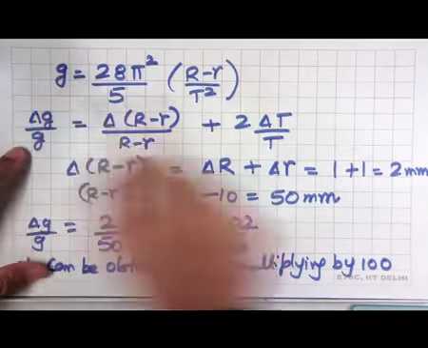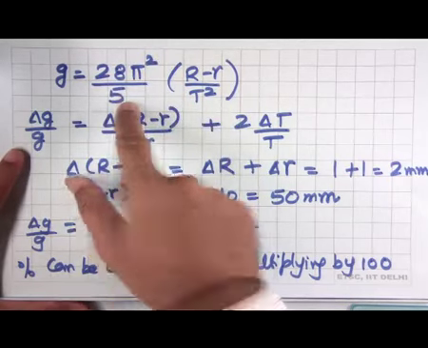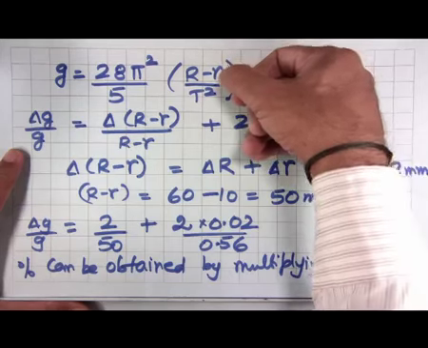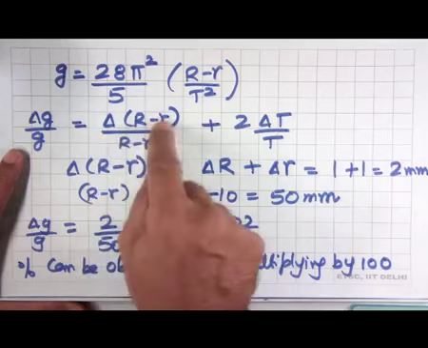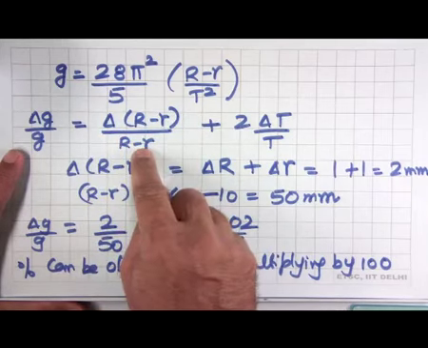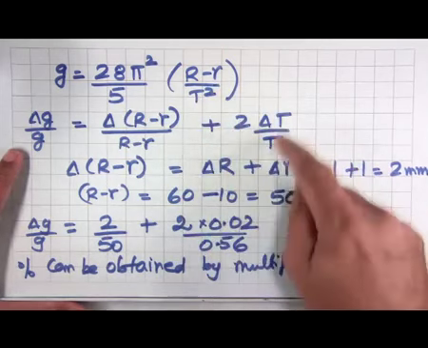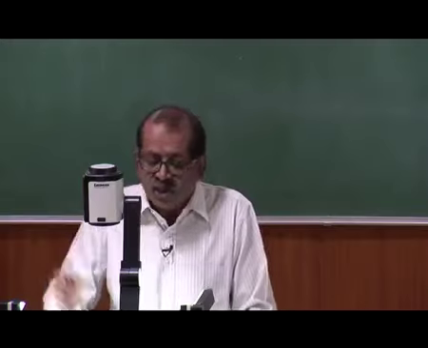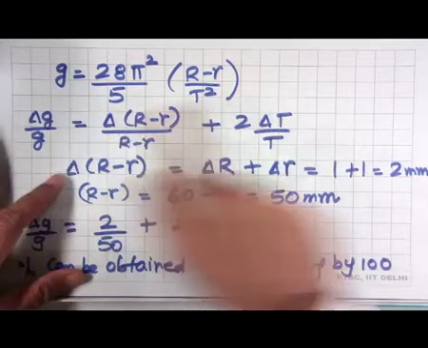The change in error will be equal to, now 28 pi square and 5 are constants, so there is no error in this. That means we have to account for error in R minus r and t square. So, this will be equal to error in R minus r divided by R minus r, plus, since there is a t square, 2 times delta t by t. If you recall the rules we had seen, whether it is multiplication or division, we always add up the relative errors. So, this is delta G by G.